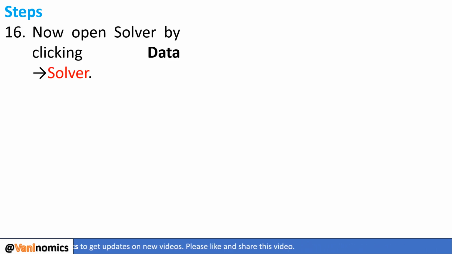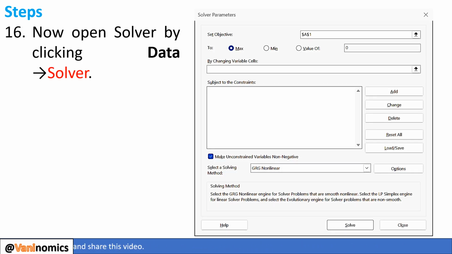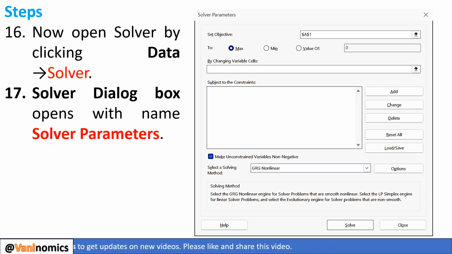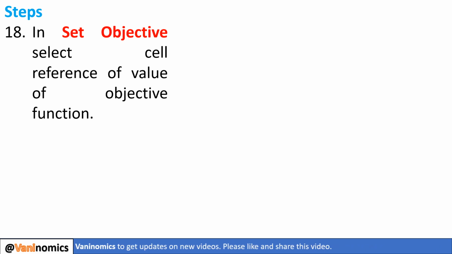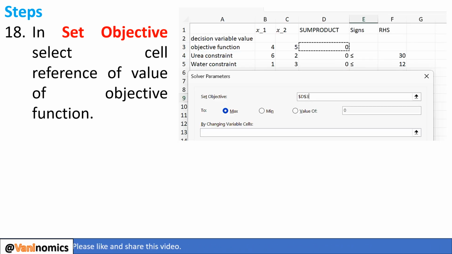Then now open solver by clicking data solver. So this is the dialog box of solver, right? Here in the top of this you can read solver parameters, the name of this dialog box. Then in this set objective, you have to select the cell reference value of objective function. In this case it is D3, and you can see the active cell reference is also D3.